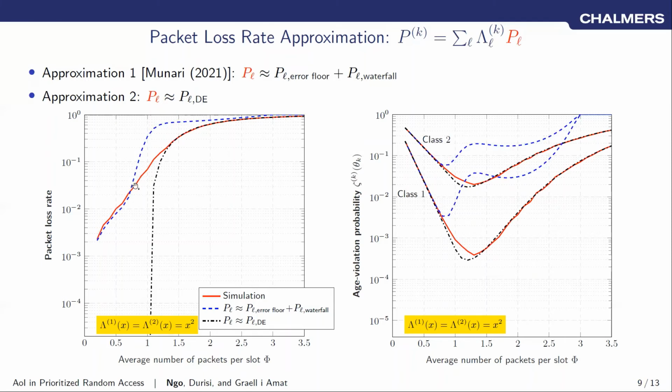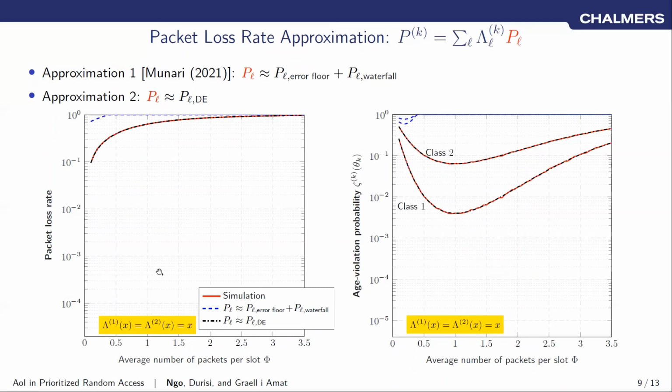The reason is that the finite length scaling is not guaranteed to hold for degrees 1 and 2. On the other hand, the second approximation works quite well. If we have only degree 1, then the first approximation simply doesn't work at all. The second approximation works very well.